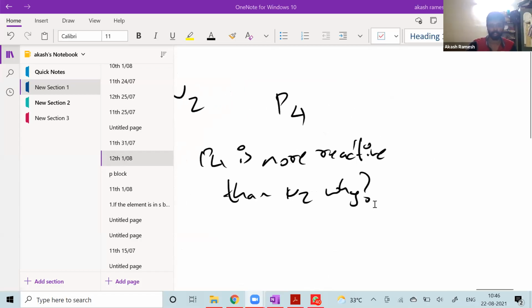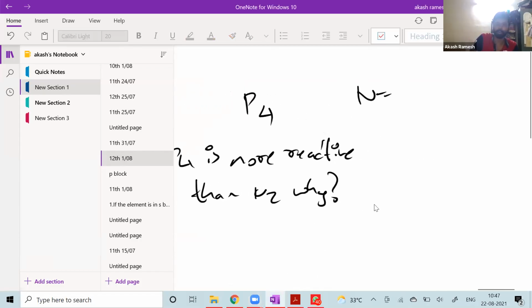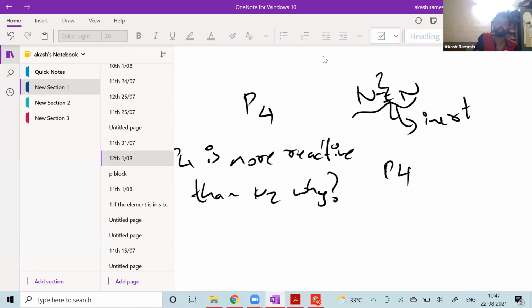Right. So now N2, I know, is a proper triple bond, N triple bond N. Obviously, it is very tough for us to break the bond, and that's why it is inert, or say less reactive, however you want to call it. But if you look at P4, this is the structure: P, P, P, P. This is how the structure of P4 is.